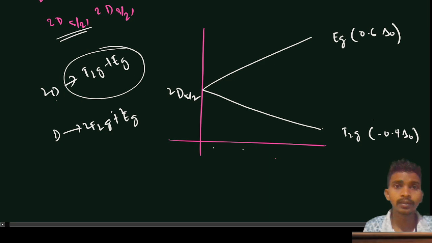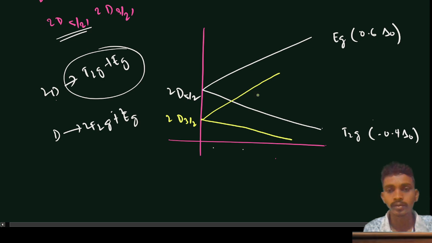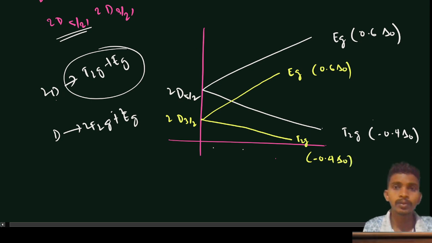Similarly, another is D 3 upon 2. Okay, so I will do here like this. For this, these values are also the same. This is EG and this is T2G, and its value is, let's say, 0.6 delta naught, and this is minus 0.4 delta naught.